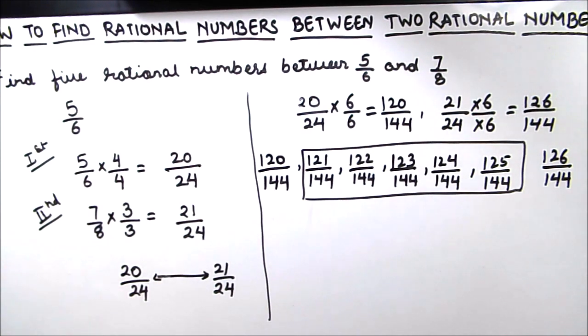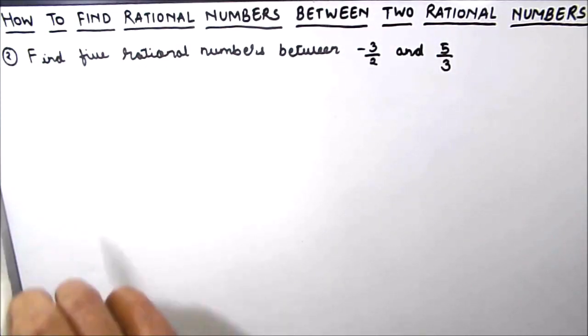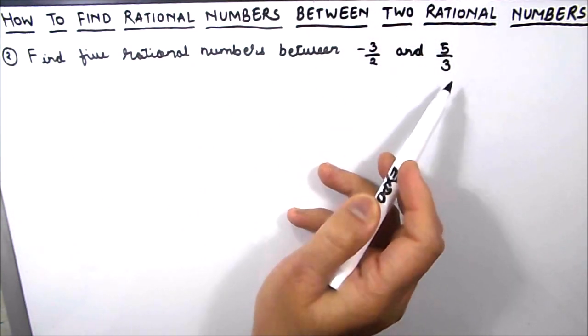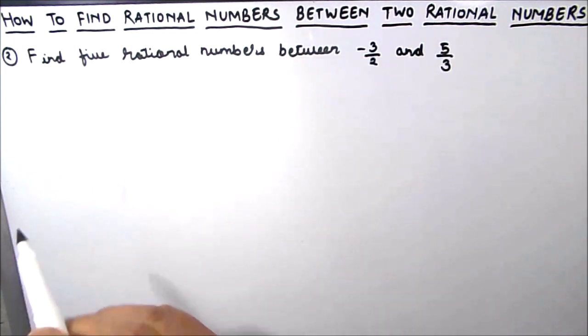So this is how you can find rational numbers in between any two rational numbers. Now let's solve our second example, which is: find 5 rational numbers between minus 3 by 2 and 5 by 3. Here we have a negative rational number, but the method is same.